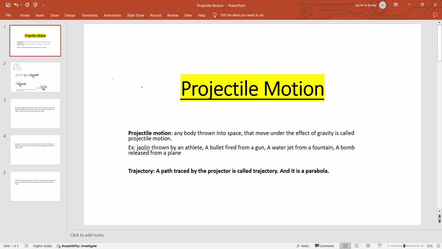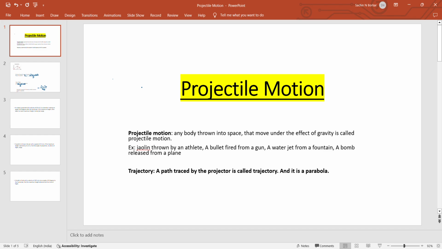Example, any javelin throw by an athlete, which takes a path of inverted U, you can see. A bullet fired from a gun that follows under the effect of gravity. A water jet, which takes the shape of a parabola from a fountain. A bomb released from a plane also takes a particular path in space. That's a projectile motion.